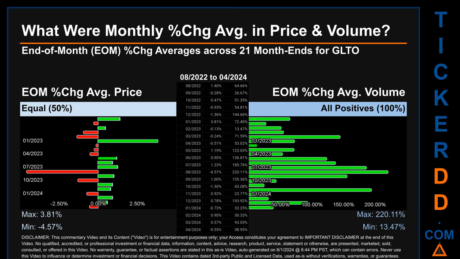Price saw an end-of-month max of 3.81% in average percentage change, along with a minimum of -4.57%. For volume, the maximum and the minimum monthly percentage change were respectively 220.11% and 13.47%.